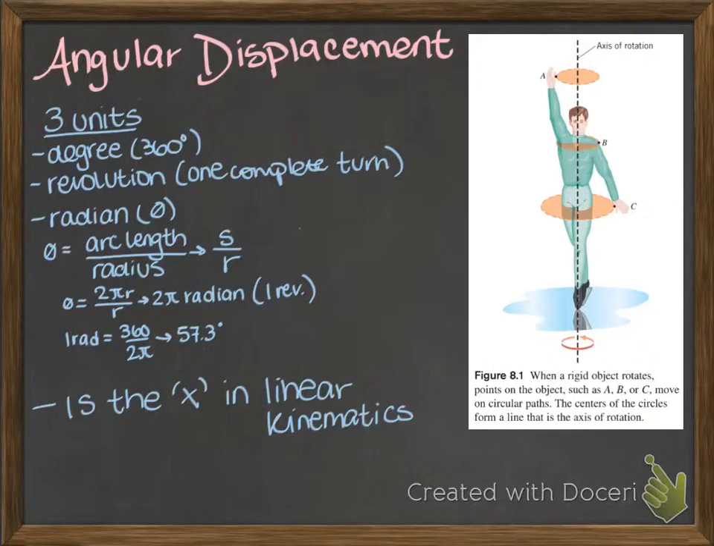To go further, it would be 2 pi r over r. The r's would cancel out, and it would be 2 pi radians. So 2 pi radians would equal 1 revolution. And if you want to get from radians to degrees, you would use the degrees. So if there's 360 degrees and you already know 2 pi radians equals 1 revolution, you can divide both of those and get 57.3 degrees, which equals 1 radian. So throughout this whole time, you just have to keep in mind that it's basically the x in linear kinematics.